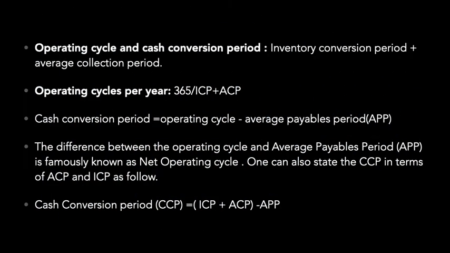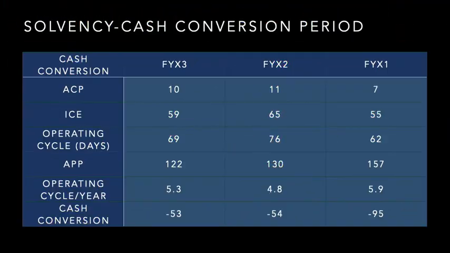So the longer the cash conversion period is, the longer and the more resources the company needs to keep its net working capital running. And a negative CCP represents that the company has more cash that it can invest anywhere else. The chart represents a strong company which really has a negative CCP.